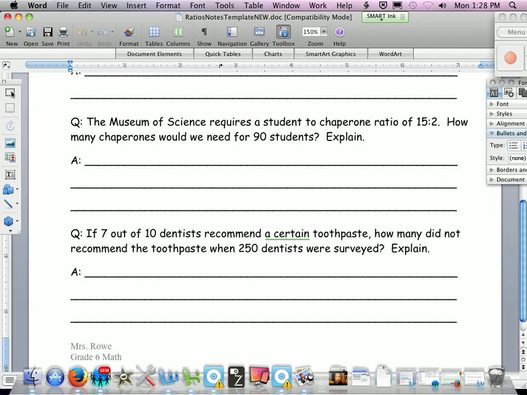So essentially, we needed to find that multiplier. 90 divided by 15 means there's 6 groups, 6 field trip groups. And for each of those 6 field trip groups, we need 2 chaperones. So we multiply the 6 groups times the 2 chaperones for each group. So 12 chaperones are needed.